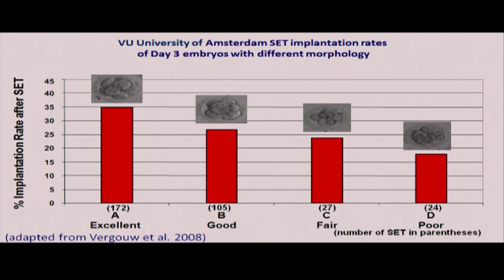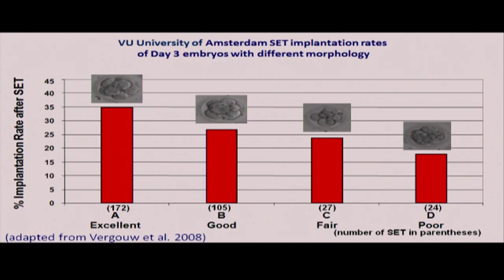You cannot do transfers in duplicates or multiple embryo transfers. So here you could really look at the quality of an embryo morphologically and see what its chance of giving a pregnancy was. On the left, you see excellent embryos. So these are excellent looking embryos on morphology, and you can see the red bar is quite high here. So the pregnancy rate is much higher.